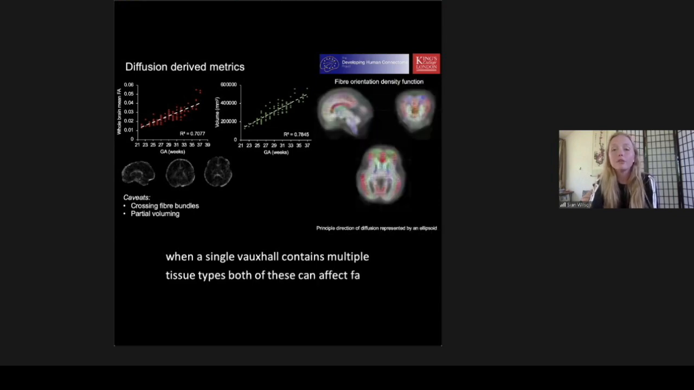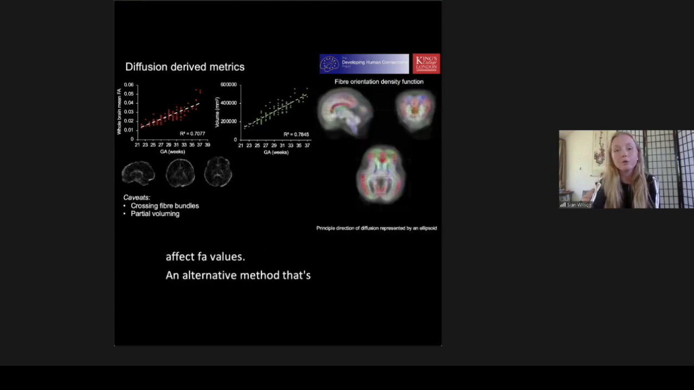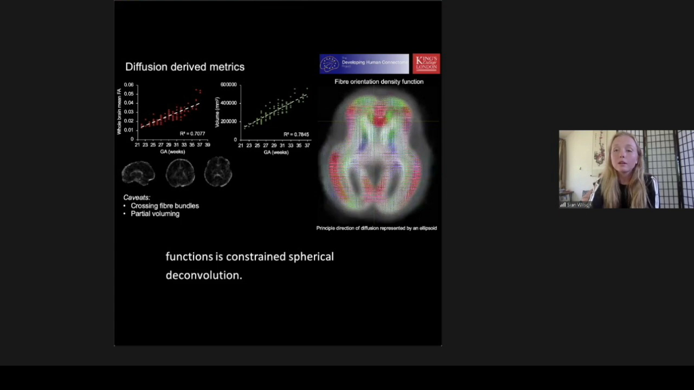An alternative method that's been developed to estimate fibre orientation density functions is constrained spherical deconvolution. The principal direction of diffusion is represented by an ellipsoid that you can see here on the zoomed in version, and interhemispheric connections can be inferred, as well as we can infer transient radial organization.